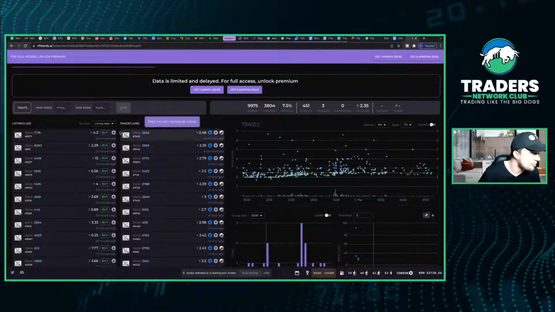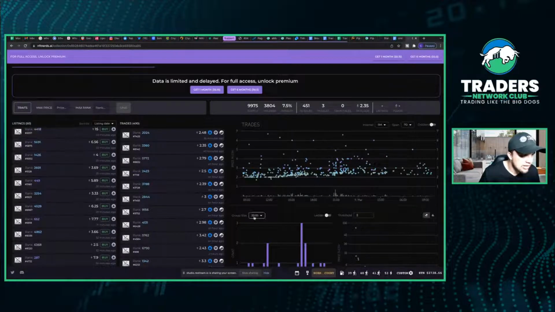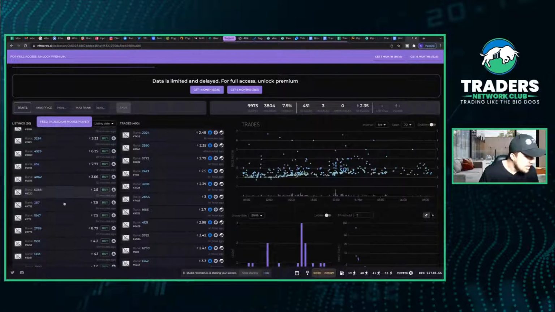Okay, and obviously you have to pay for this, but I'm just trying to give you an idea. You can see the floor. You can see the chart right here. Now you can see their rankings. Look at this ranking right here. This is 287 ranking compared to this, and they're very similar in price.